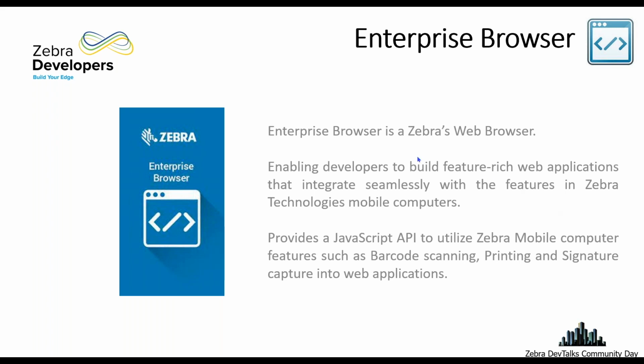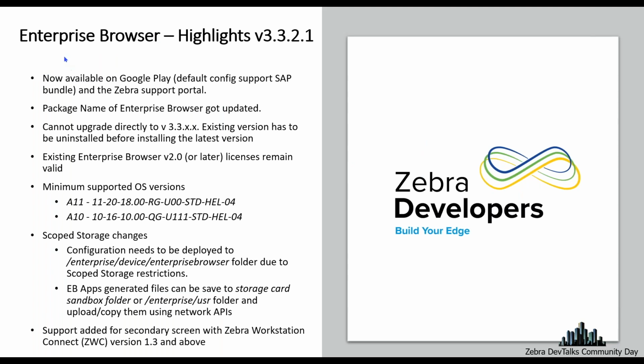So I will jump to Enterprise Browser new features. Enterprise Browser 3.3.2.1 is the latest version. It is currently available in Google Play, and the package name changed because of the Google Play release. And if you want to upgrade from a lower version of Enterprise Browser, you have to uninstall the existing version and then install it again.